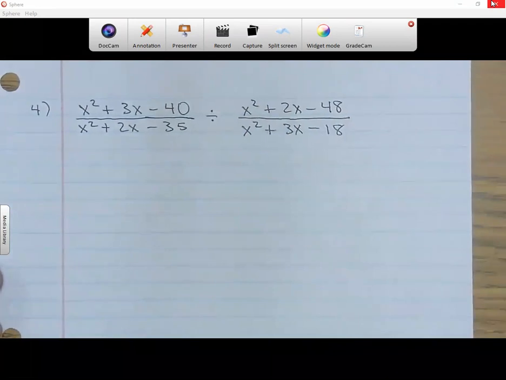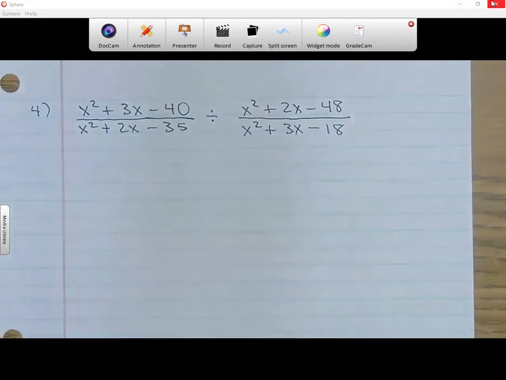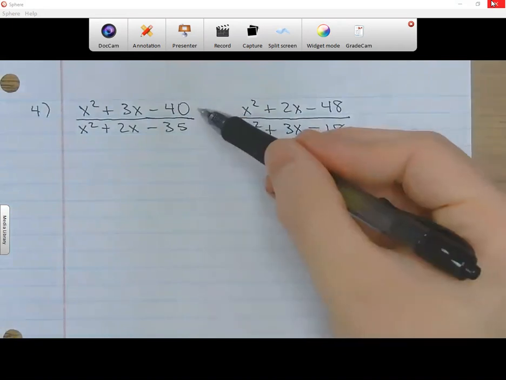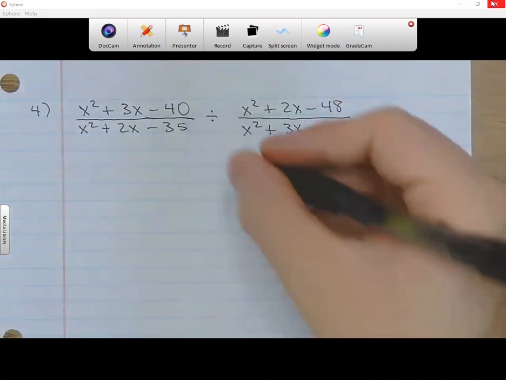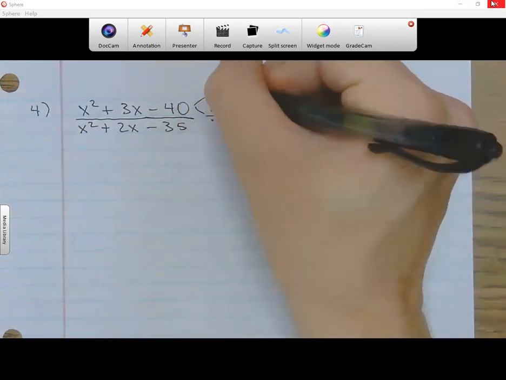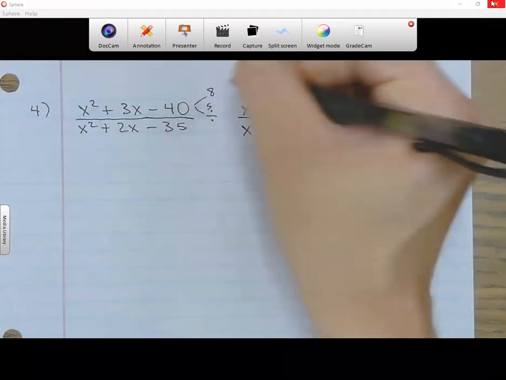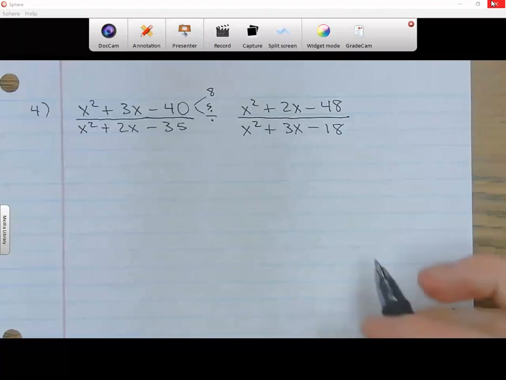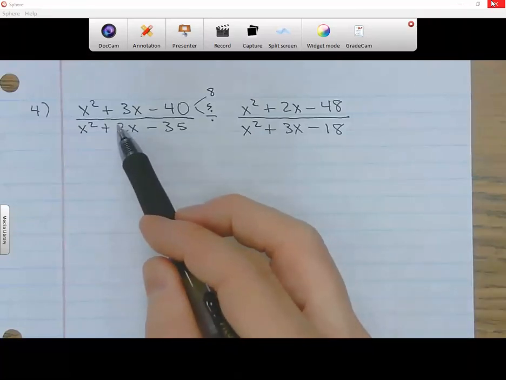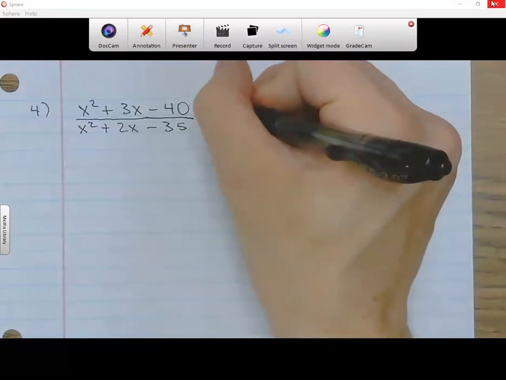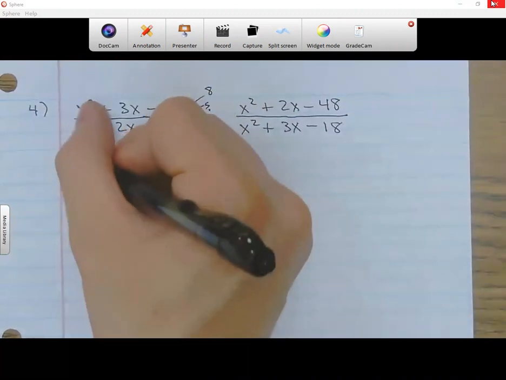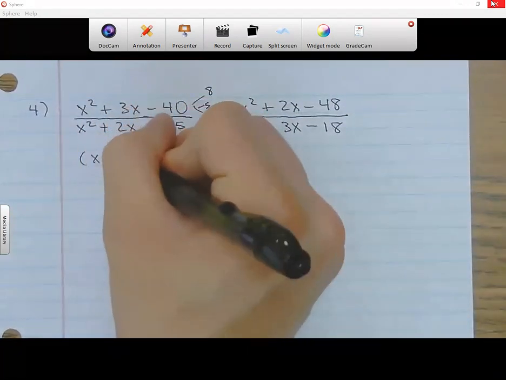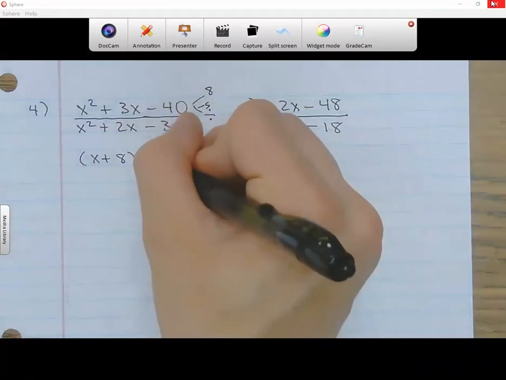Okay, so we have a lot of factoring to do, right? Let's do that first. So on the top of this fraction, what will multiply to negative 40? Some kind of 8 and 5, right? Which has to be negative. Well, since I'm adding up to a positive 3, that means the smallest number has to be negative. So I can write this as x plus 8 and x minus 5.